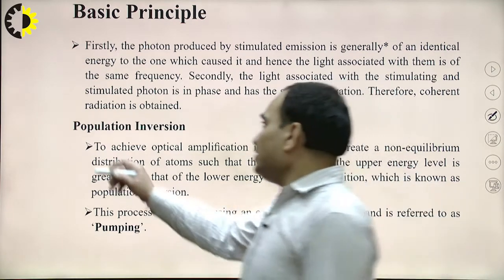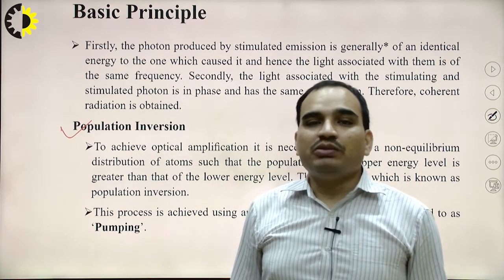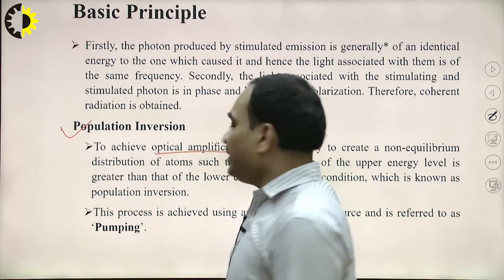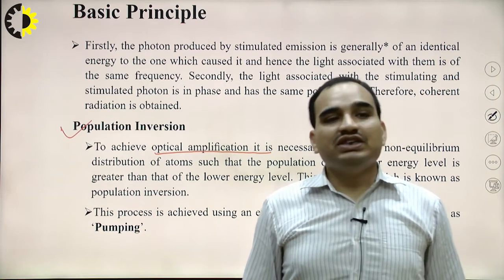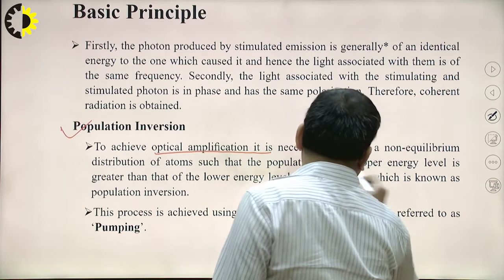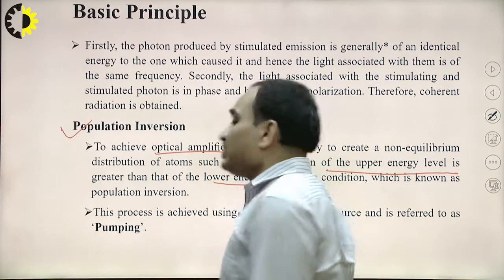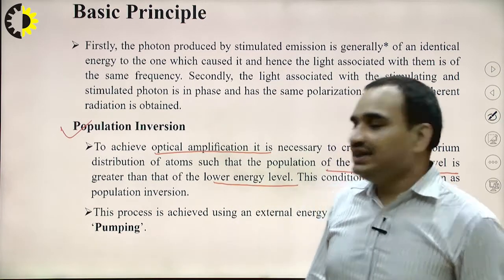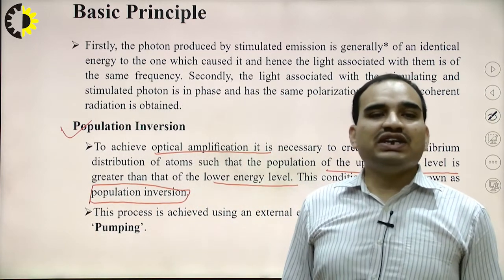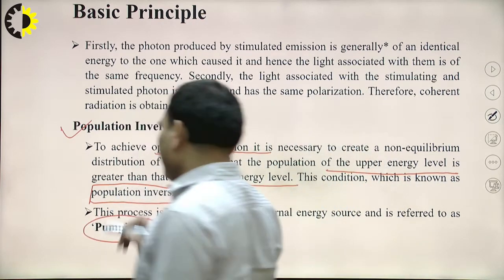The population inversion. Another important keyword in the radiation process is the population inversion. To achieve optical amplification, it is necessary to create a non-equilibrium distribution of atoms such that the number of atoms in the upper energy level is greater than that in the lower energy level. This condition is known as the population inversion. This process is achieved using an external energy source and is referred to as pumping.